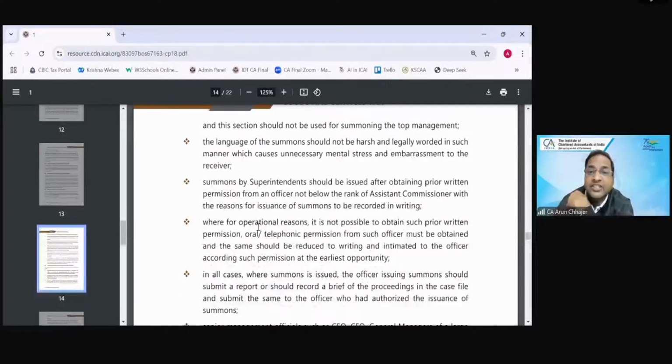And this section should not be used for summoning the top management directly. You are giving the summon to the director of XYZ Limited. Let's say it is a listed company, a very reputed organization. If you issue the summon to the director, it will cause doubt on the entire organization. It might adversely affect business operations, share market, etc. Therefore, they are saying that summon should not be issued directly to the top management.